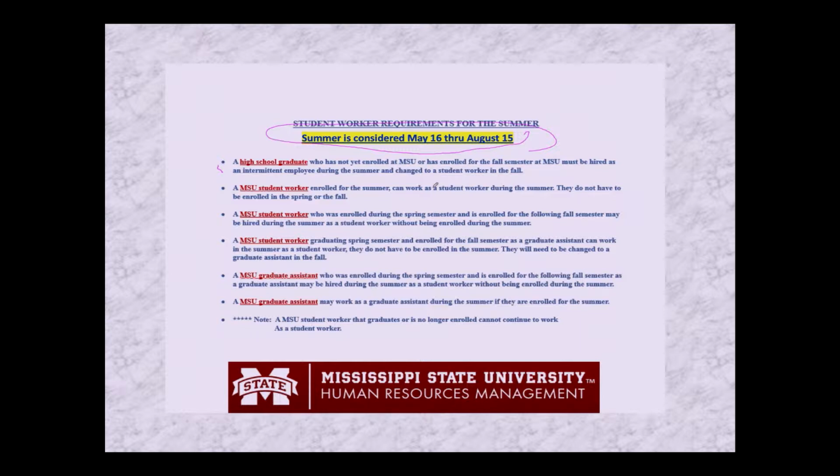An MSU student worker that graduates or is no longer enrolled cannot continue to work as a student worker. They must be hired as either an intermittent or another type of employee. They cannot be a student worker.